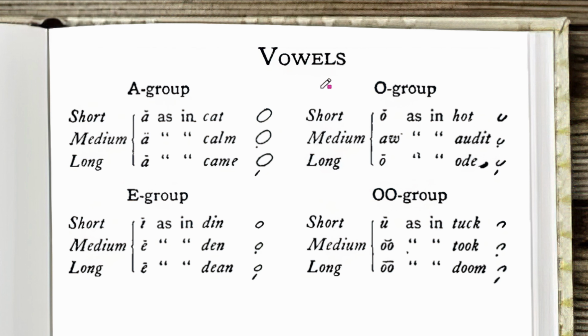Now these markings are the same indication for all 4 groups in the shorthand alphabet, the 2 groups of circle vowels and the 2 groups of hook vowels. They go in this order. They're either short, medium, or long, meaning there's no marking, medium marking, or long marking.